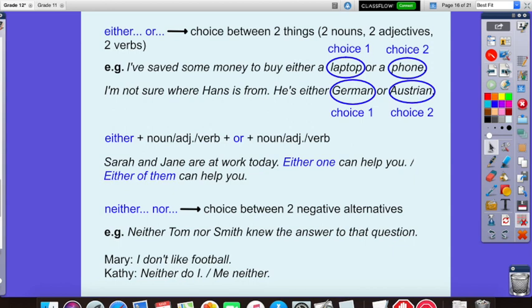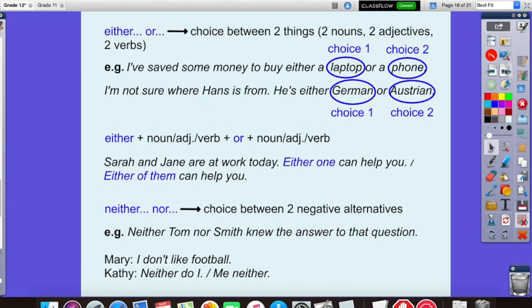Let's look at another example. I'm not sure where Hans is from. He's either German or Austrian. Here we have a choice between two adjectives. It's important to understand that it's only one of these in the end. Now let's have a closer look at the structures that are used with either or. Either is followed by a noun, adjective, verb, plus or, plus another noun, adjective, or verb.